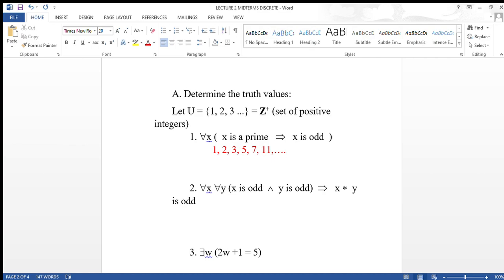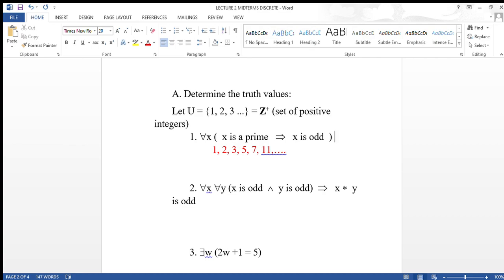So looking at our sequence again, we want to determine the truth value of this open proposition, provided that we are now considering all positive integers that will fall under this condition: x is prime and at the same time x is odd.